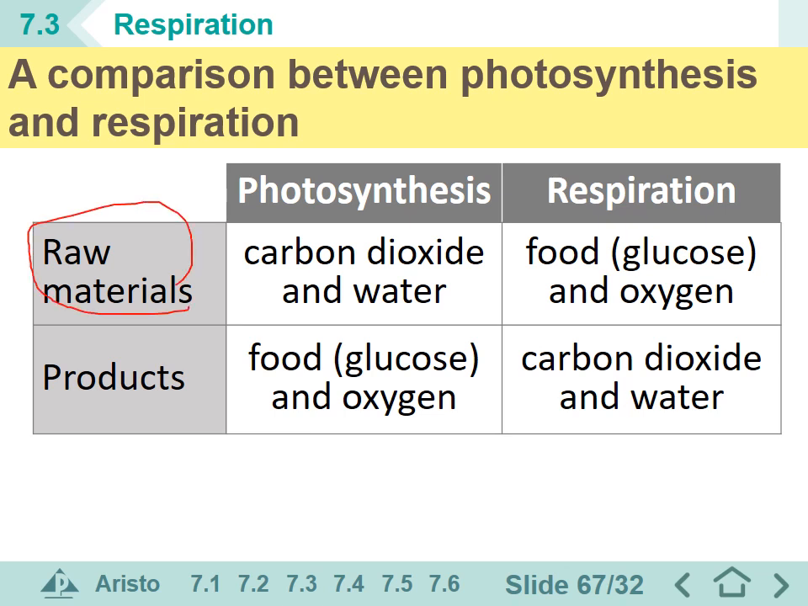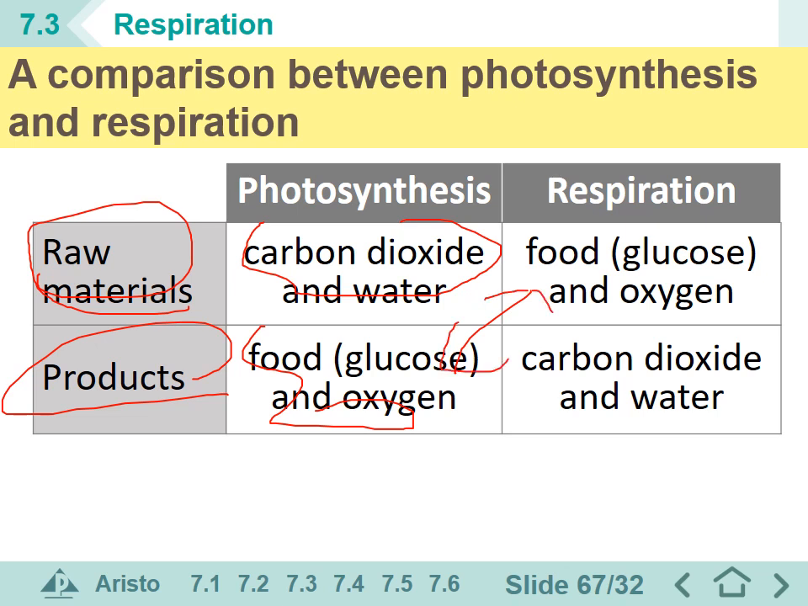And actually, the raw materials for photosynthesis are carbon dioxide and water, right? So the products are food and oxygen. And you will see that it's actually reversed. So for respiration, the raw materials are food and oxygen, and then the products are carbon dioxide and water. So photosynthesis absorbs light energy. Okay, and respiration releases the energy to other forms. So the raw materials and products are reversed for these two processes.